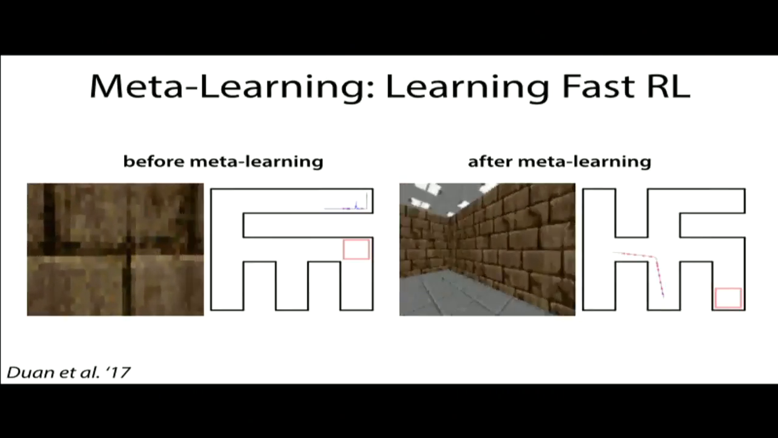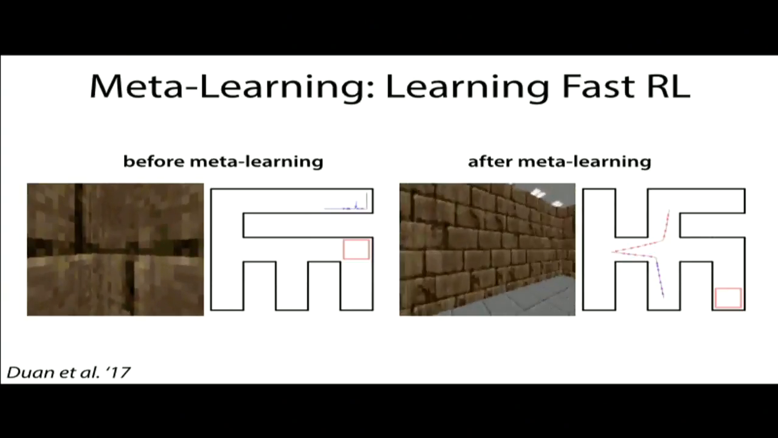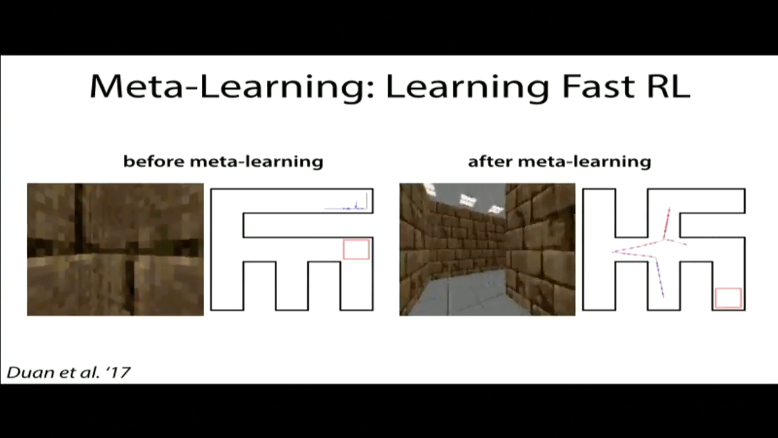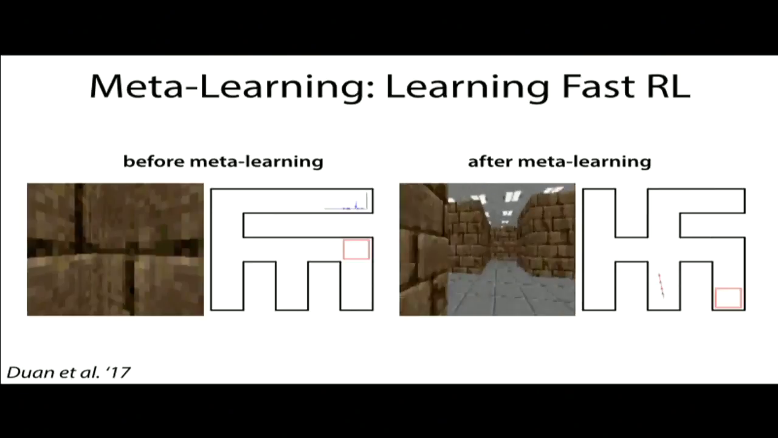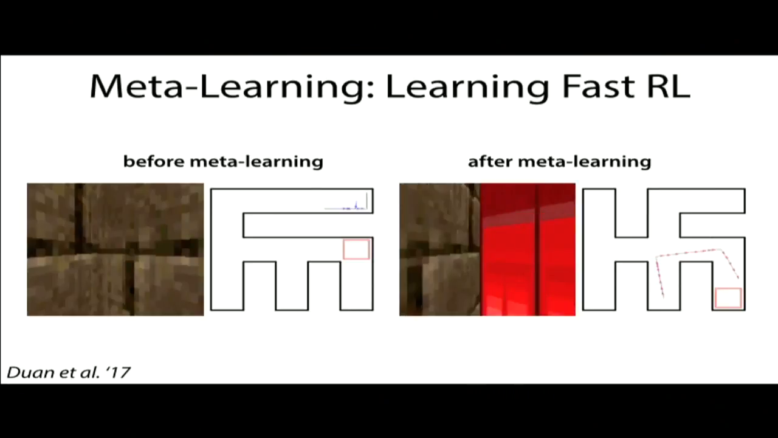Here you see the path. First it looks over here, doesn't see the goal, looks at the top, doesn't see the goal, and then goes to the goal. And then after it's seen that first episode, it knows exactly how to go straight to the goal. So it's a very, very fast reinforcement learning algorithm for maze navigation in particular.